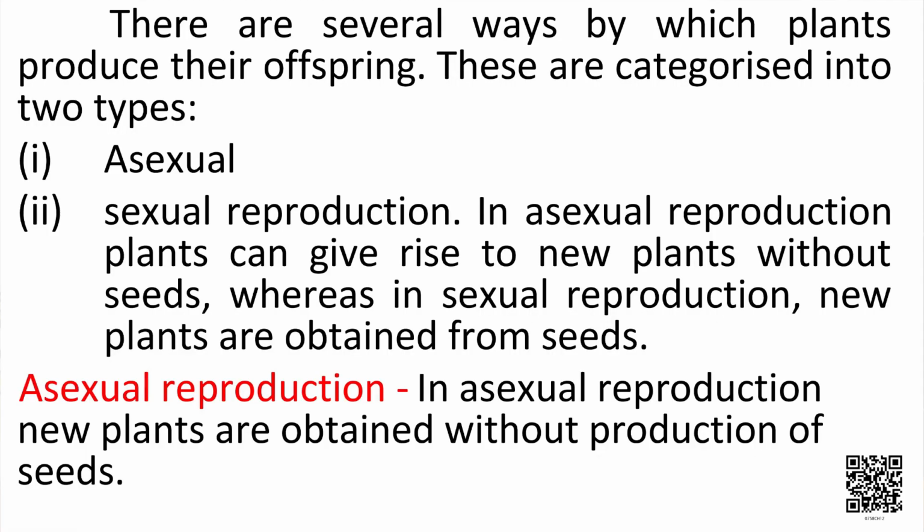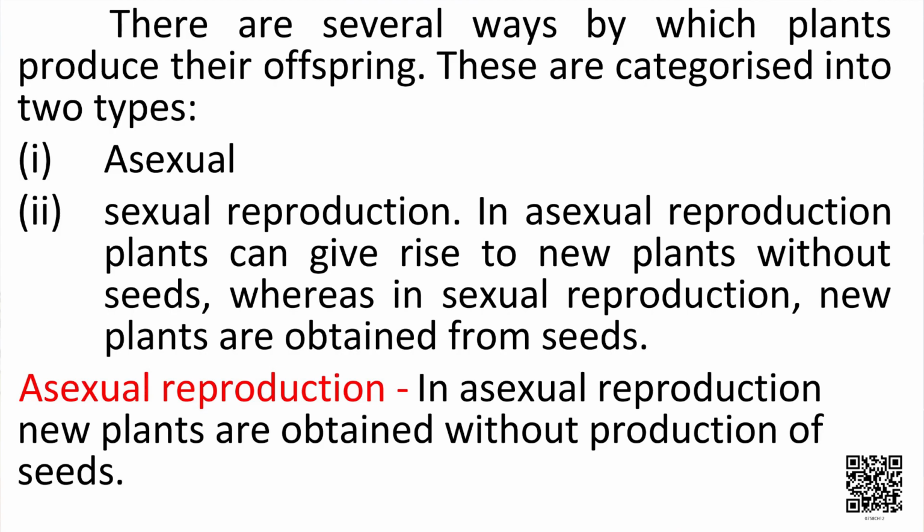We eat the fruits and usually discard the seeds. Seeds germinate and form new plants. So, what is the function of flowers in plants? Flowers perform the function of reproduction in plants. Flowers are the reproductive parts. There are several ways by which plants produce their offspring. These are categorized into two types. First is asexual and second is sexual reproduction. In asexual reproduction, plants can give rise to new plants without the help of seeds, whereas in sexual reproduction, new plants are obtained from seeds.